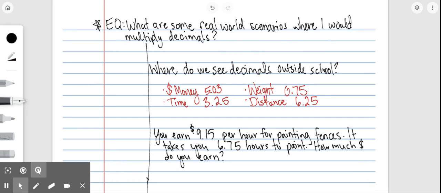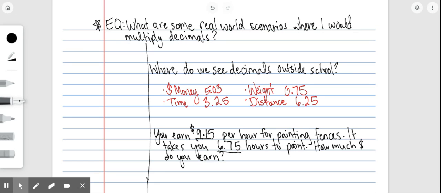You earn $9.15 per hour for painting fences, and it takes you 6 and 75 hundredths of an hour to paint. How much money do you earn for doing that? So a few key things about here. We know that we're using money and we're using time. Oops, sorry, I erased the decimal.